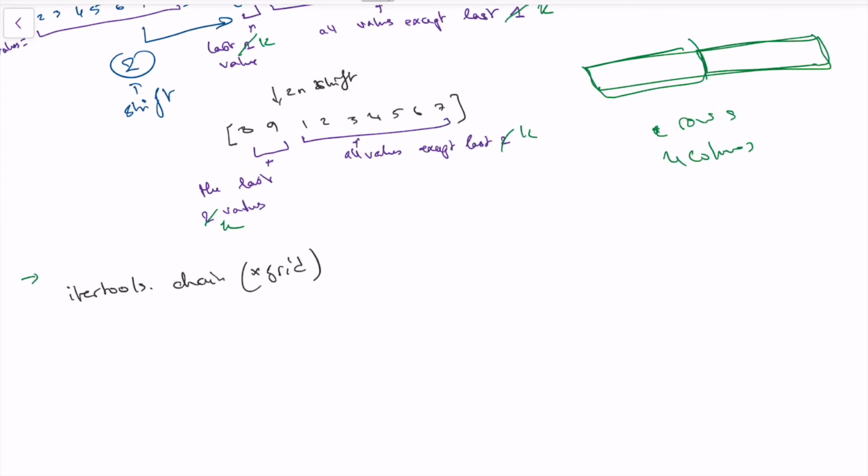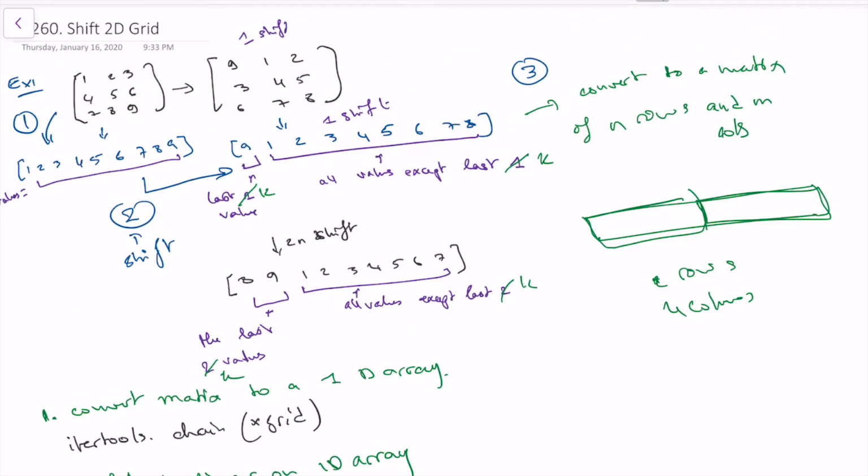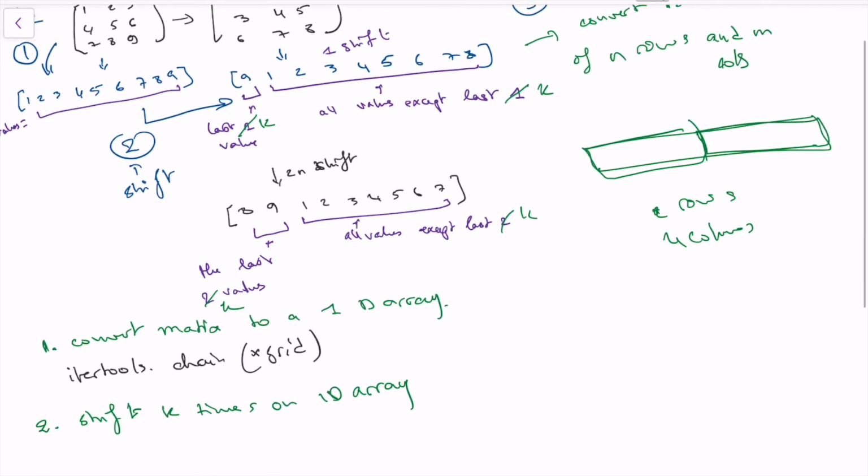So let's write it in a clear way. Our first step is to convert the matrix to a 1D array, right? And our second step is to shift k times on the 1D array, right? So how do we do that? What we said is just the last k values plus all values except the last k.